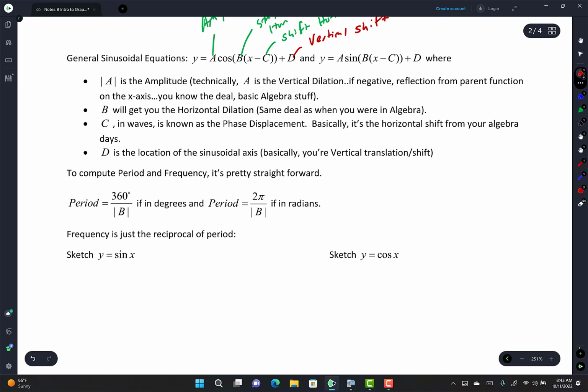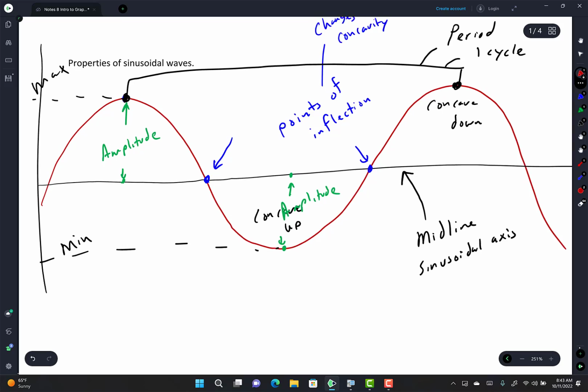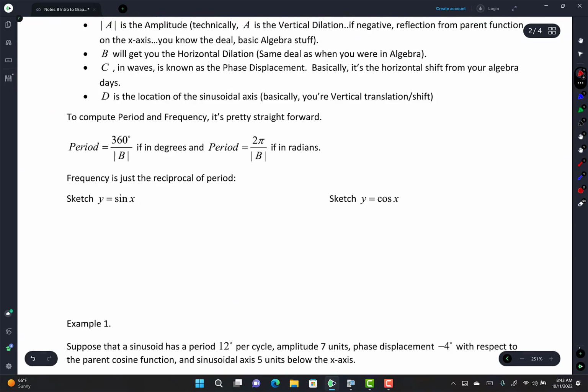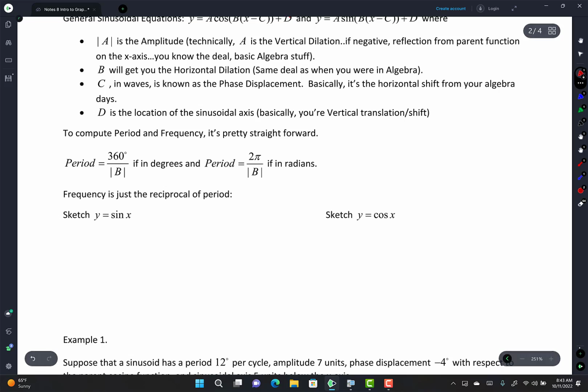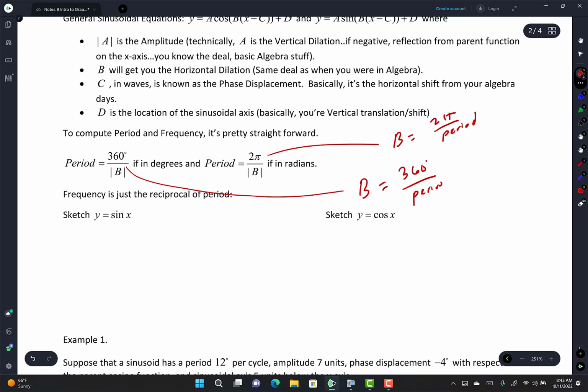All right, the period. How do you figure out the period of any graph? Peak to peak, point of inflection to point of inflection. So yeah, I guess that's it, guys. And then here are some formulas for how to figure out what the B is. This tells you how to figure out your horizontal stretch or compression, the B. So the B is nothing more than 360 degrees divided by the period. Or if you're in radians, the B is equal to 2 pi divided by the period. Remember that sine and cosine by themselves have a period of 2 pi. Cool? All right.